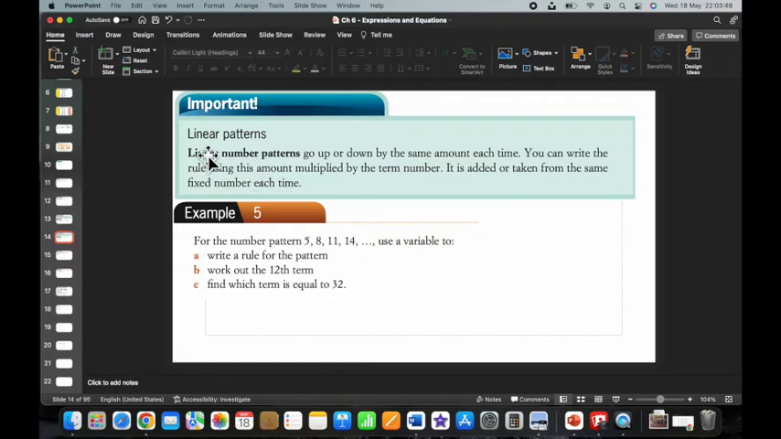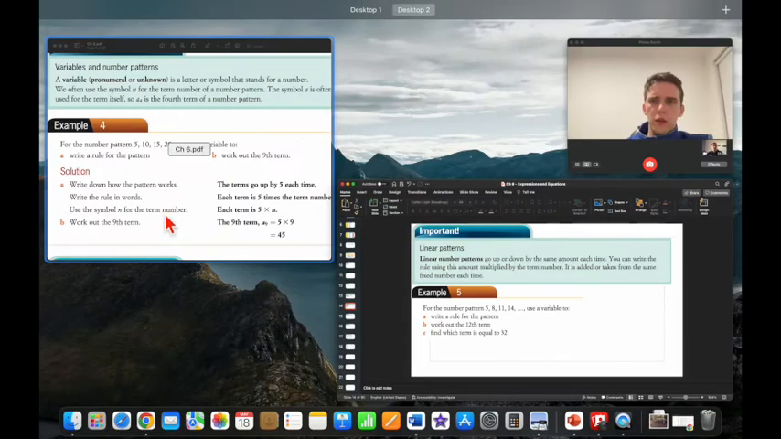Okay, so hopefully you've written down: linear number patterns go up or down by the same amount each time. So if it's going up by 3 every time, it's a linear number pattern. You can write the rule using the amount multiplied by the term number, as we've been doing. It is added or taken from the same fixed number each time. We'll explain that soon. Okay, so let's have a look at example 5.